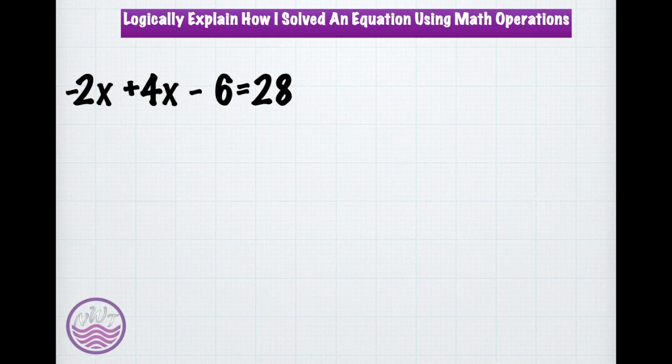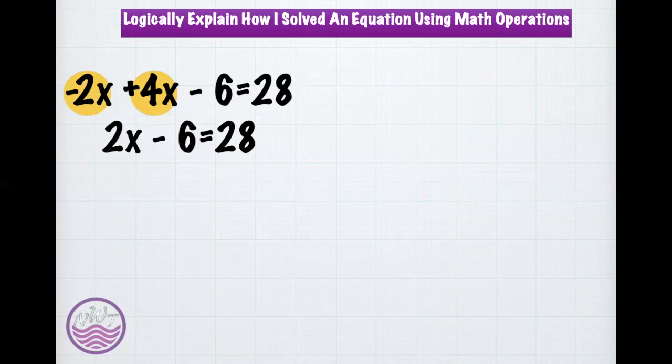And going back to our toolbox and our vocab, I see some like terms here. I have a 4x and a -2x. They both have an x to the same power of 1, so we're good. So I'm going to go ahead and combine those to get 2x, and then everything else will drop.